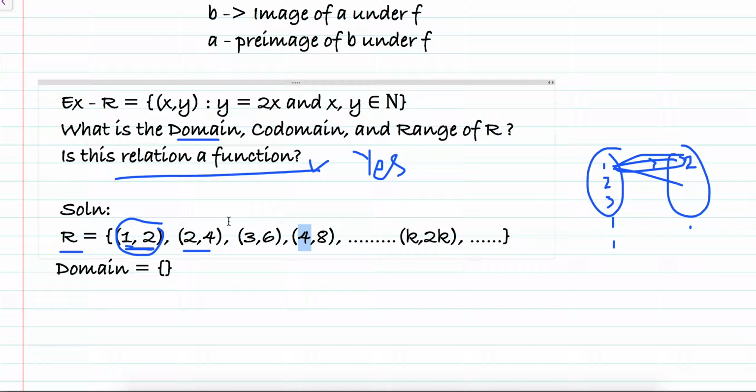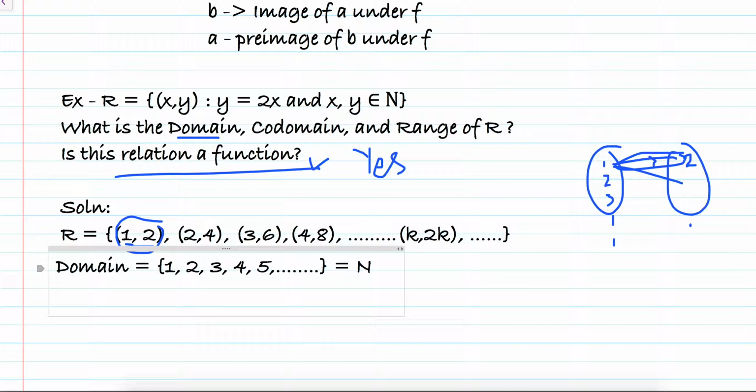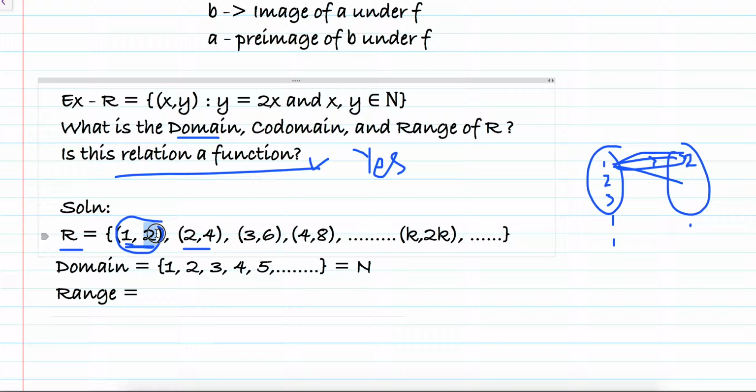So basically for every natural number we can find its double. So the entire set of natural numbers will come under the domain, or we can write it simply as N, the natural numbers. Now what's the range? The range is the second element. The second element is 2 times the first element, so it's the double of any natural number. So only the even numbers will form part of this.